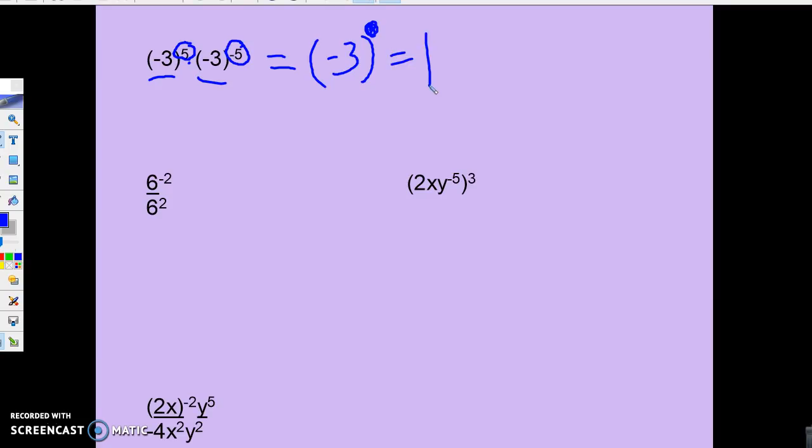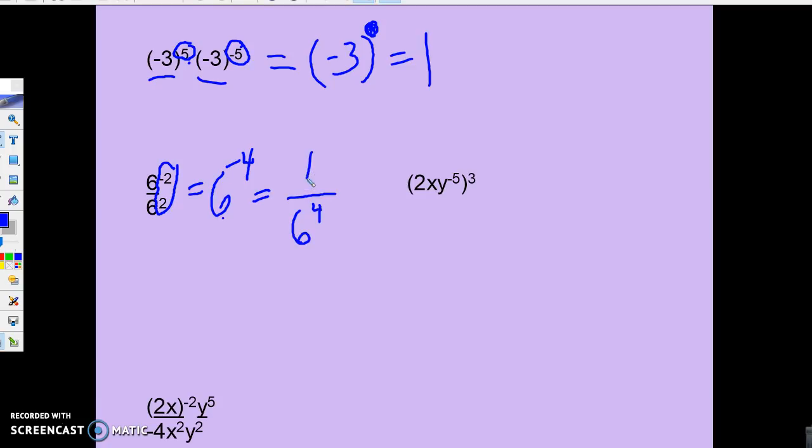On this next one, notice that we have a base of 6 on both the top and the bottom, and we have division. So because we have division, we can subtract. What's negative 2 minus 2? My base is still 6, but negative 2 minus 2 is negative 4. So now I have 6 to the negative 4th. I can't have a negative exponent, so I reciprocate that and I move that 6 to the 4th to the bottom. There was nothing on top, so I have to fill it in with a 1.